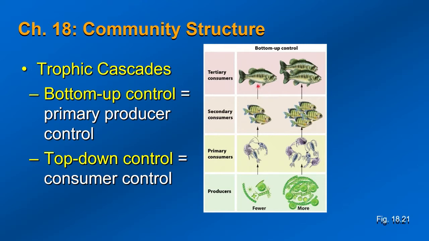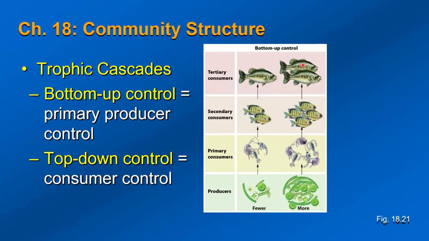I think that would be okay to use those examples. If you had more producers, green things, then you can have more primary consumers, more secondary consumers, more tertiary consumers. And so this is bottom-up control. The more in this baseline you have, the more producers you have, the more energy can flow up the trophic cascade, and at each level you get more individuals.